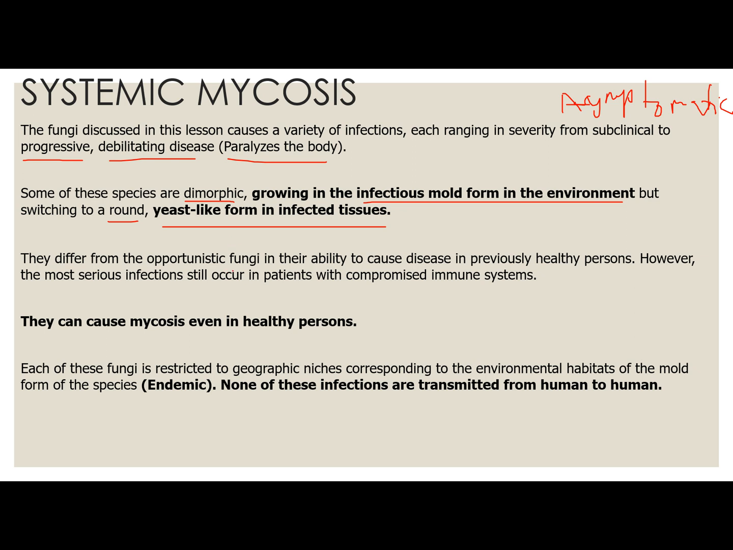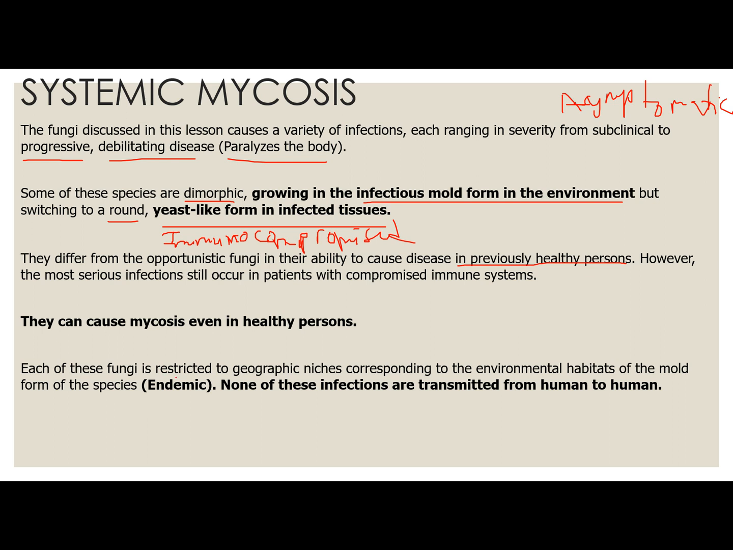Now, they differ from opportunistic fungi in their ability to cause disease in previously healthy persons. Opportunistic fungi, class, would infect only immunocompromised individuals. But for systemic, even if you're healthy, there's a possibility that you could get infected. However, the most serious infections, class, would still occur in patients with a compromised immune system.